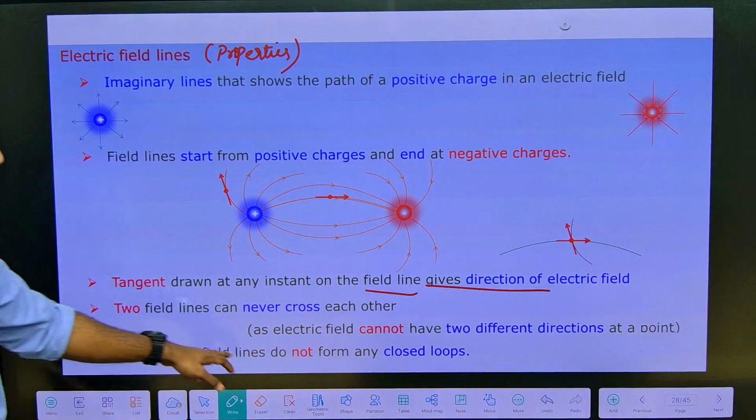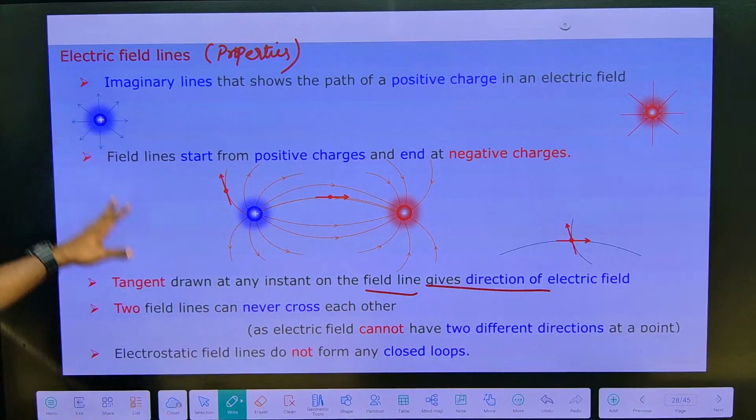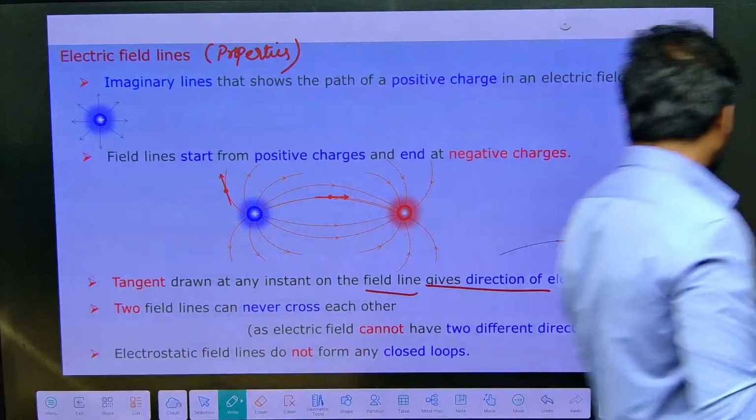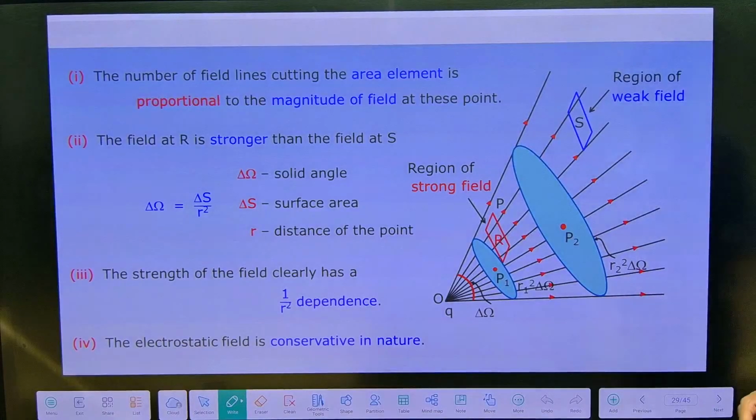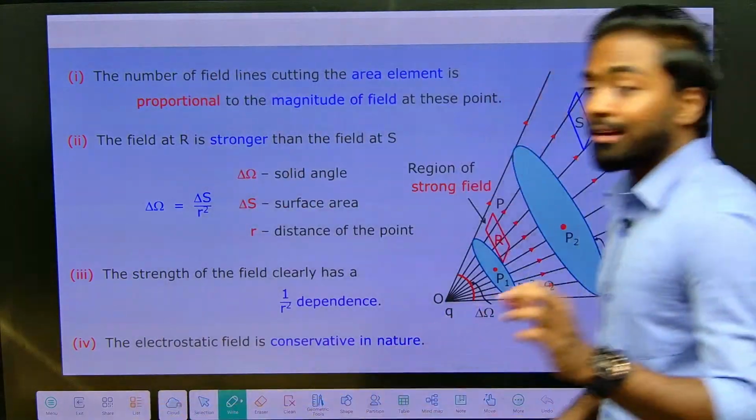Electrostatic field lines do not form any closed loop. These are the properties of the electric field lines. And the number of field lines cutting an area element is proportional to the magnitude of the field at that point. And the electrostatic field is conservative in nature.